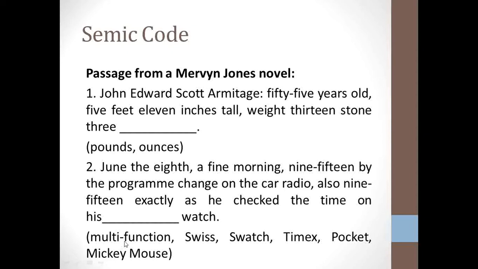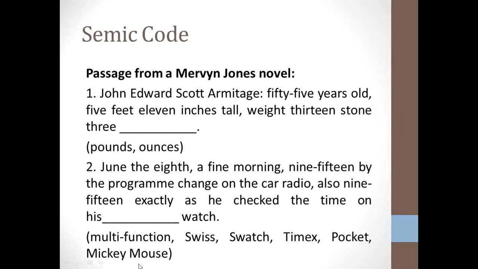So what kind of watch would he be wearing? Multifunction, Swiss watch, Swatch, Timex, pocket watch, Mickey Mouse. The implication is that whatever watch you put in there has to fit in with the context in which you are seeing this Mr. Armitage, right? He is seen to be a 55-year-old. Now imagine a 55-year-old man wearing a Mickey Mouse watch. Does that fit? You have to look into the context to determine what word would fit in here.